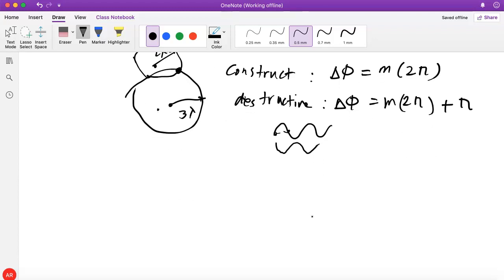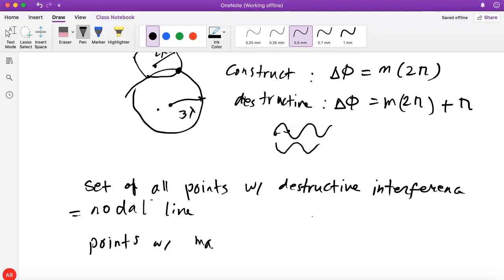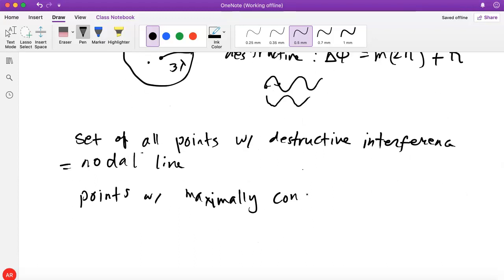We called the set of all points with destructive interference a nodal line, and the points with maximally constructive interference the antinodal lines.